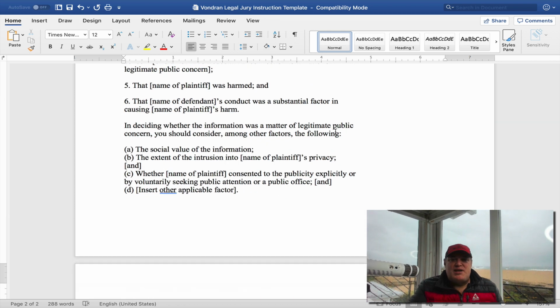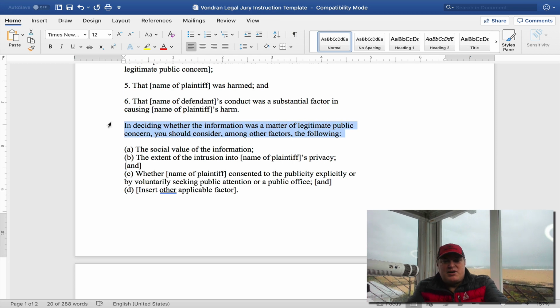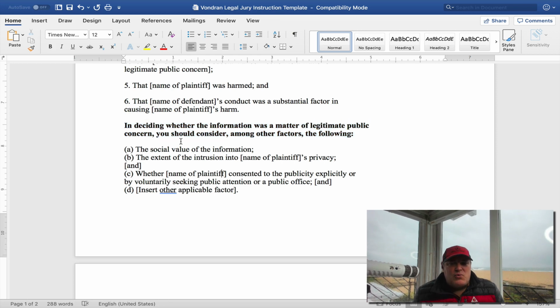And here, this goes to that important question. Let's highlight that right here. In deciding whether the information was a matter of legitimate public concern, you should consider, among other factors, the following. 1, the social value of the information. Was there any social value in knowing somebody has a 780 FICO score or a 450 FICO score or herpes? I mean, are these things that people really need to know? Is there any social value to that?